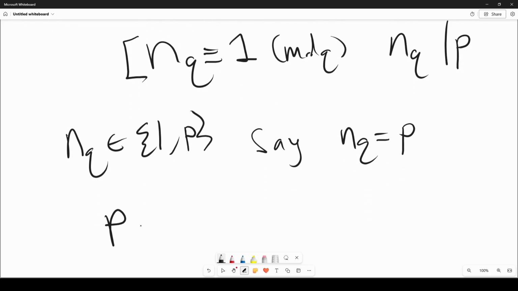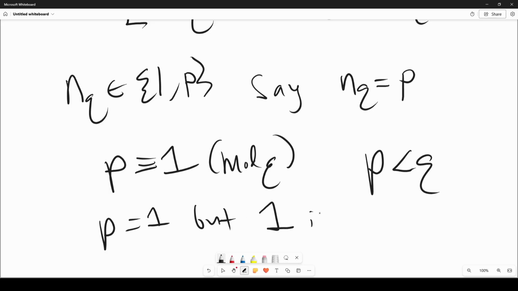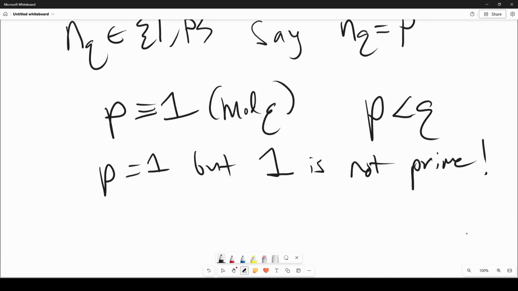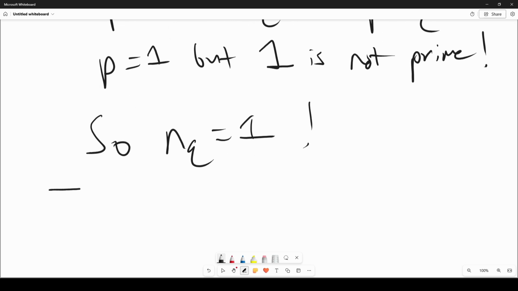Then we would get that P is equivalent to 1 mod Q. But remember that we assumed that P was less than Q. So this can only be the case if P equals 1, but 1 is not prime. Thus, this leads to a contradiction, so N_Q has to be 1. Great. So we instantly prove that the Q Sylow subgroup is always normal. Thus, G is not simple.